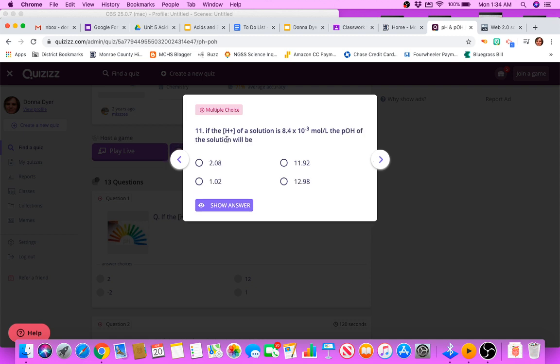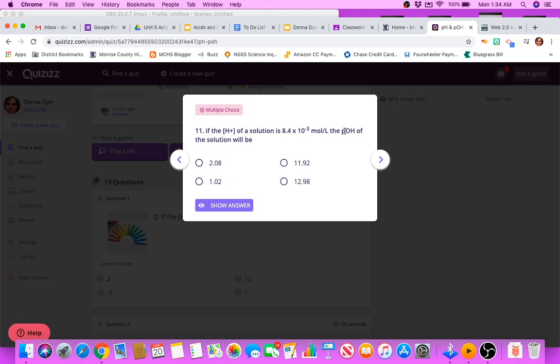Next, if the hydrogen ion concentration of a solution is 8.4 times 10 to the minus 3, then the pOH of the solution will be. Well, if I have the hydrogen ion concentration, I could find the pH, right? And then if I know the pH, then I know the pH plus the pOH equals 14.